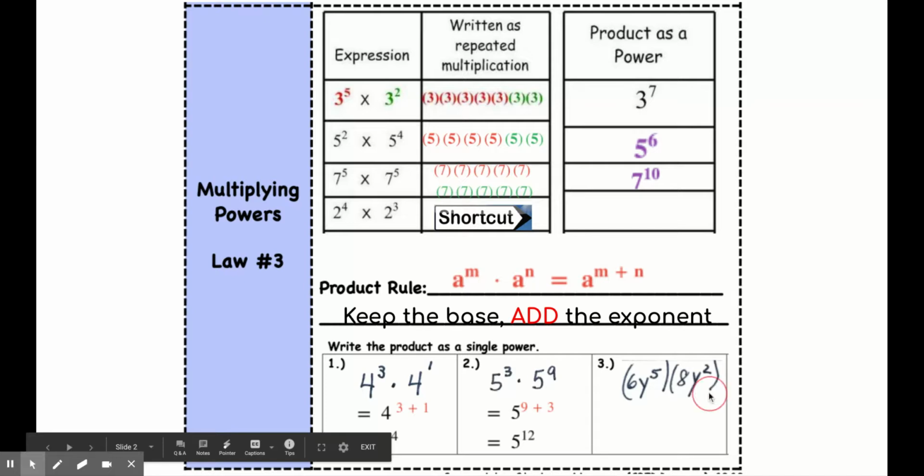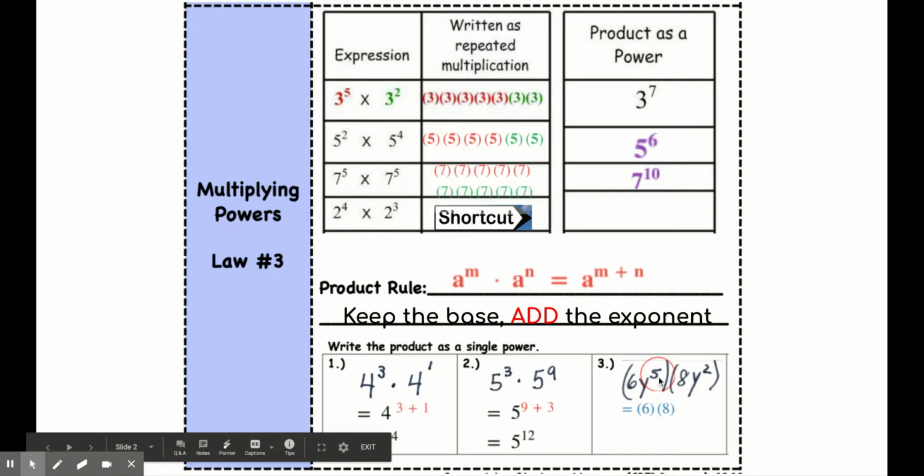Okay, so I know example 3 looks a little bit different, but we're still going to be applying the product rule. I have coefficients now. A coefficient is a number that's in front of a variable. It leads it. So I have 6 and I have 8. And you can clearly see that I have some parentheses here. We are going to be multiplying our coefficients. I'm going to do 6 times 8. That's going to give me 48.